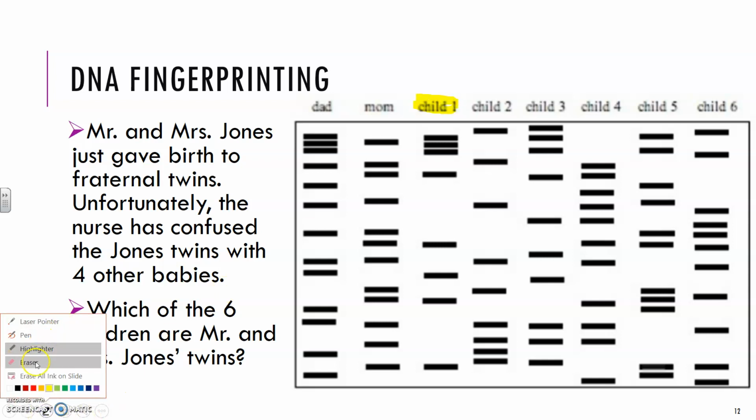Alright, now moving on. We can already go ahead and rule out child 2 because if you notice, this is a very high band. Mom and dad don't have a band there. Same thing with child 3. So we've already ruled out these two. And then we go up to child 4. So we look here.